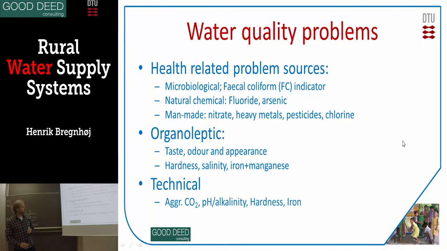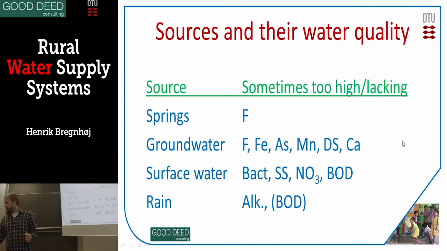And then there are some technical problems, with aggressive carbon dioxide. The pH and the alkalinity may be problematic. Hardness, iron: some things that may clog your pipes with time. We all know about hardness. We have to clean our taps once in a while here in Denmark, for example. We have a lot of hardness in the water. So there are some technical problems with these.